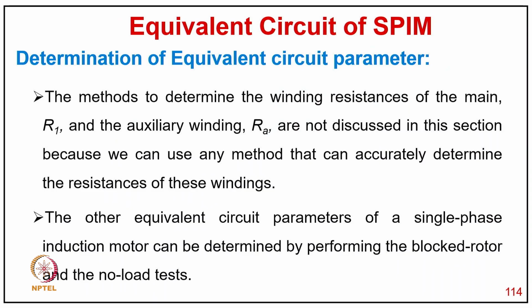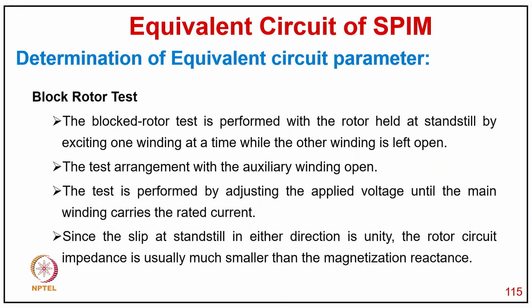So now coming to the equivalent circuit of the single phase induction motor, the parameter estimation of the equivalent circuit parameters. The method to determine the winding resistance of the main winding and auxiliary winding is not discussed here, because we can use any method that accurately determines the resistance of these windings. The other equivalent circuit parameters for the single phase induction motor can be determined by performing the blocked rotor test and no-load test on both the windings.